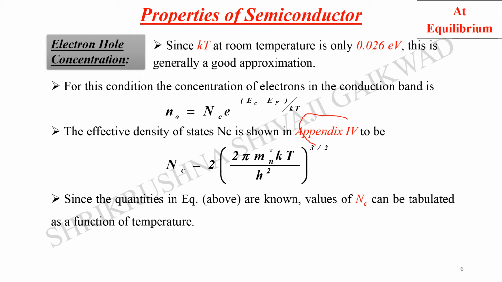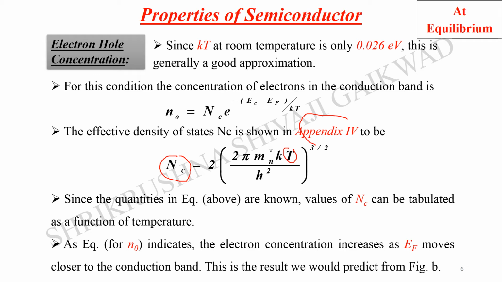Since the quantities in the equation are known, we know m_n star, we know k, we know T, we know h squared. So N_c can be evaluated as a function of the temperature. The only unknown is the temperature. So we can say the electron concentration is dependent on the temperature. As the temperature is higher, we can have a larger N_c.